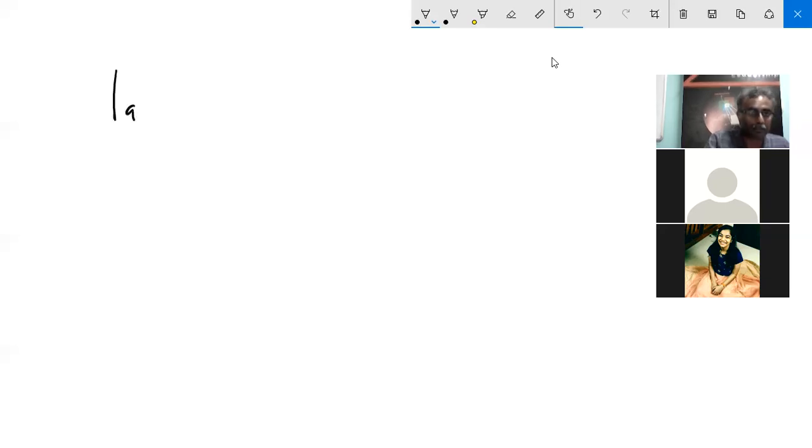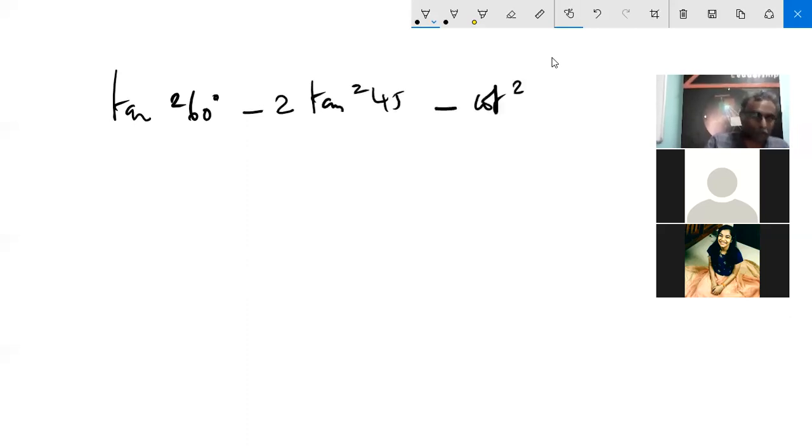Okay. Now, this is the next lesson. tan squared 60, becoming very complex, minus 2 tan squared 45 minus cot squared 30 plus 2 sin squared 30. Still not ending. Plus 3/4 cosec squared 45.